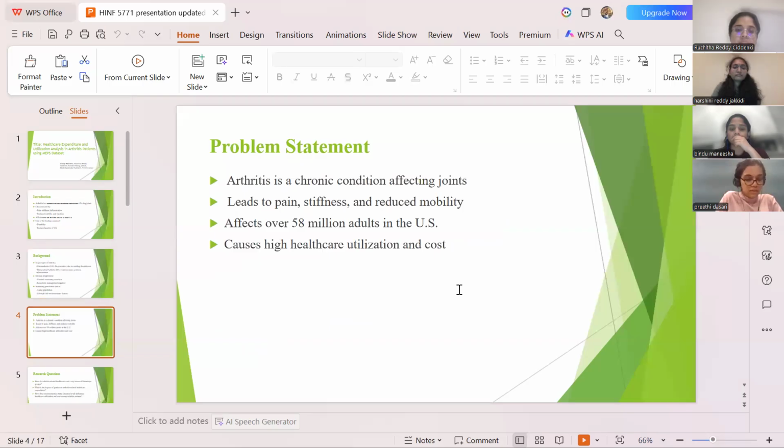Problem statement. So what is the problem that we're actually trying to solve? Arthritis is a major chronic condition that leads to pain and reduced mobility. It affects millions of people and results in high healthcare utilization and cost. Understanding this cost is important for improving healthcare planning and resource allocation.